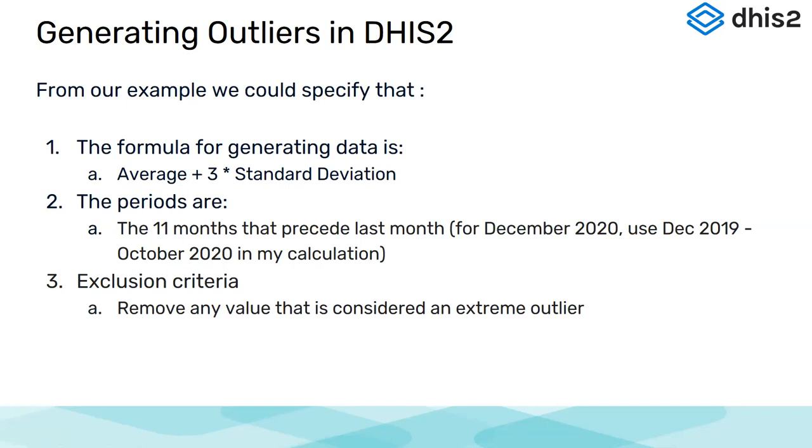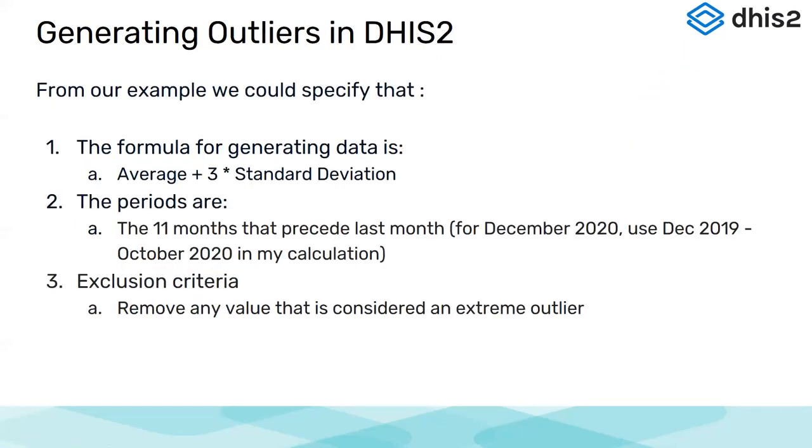So if you want to generate data for, say, December 2020 here, the standard is you run the formula on data for the period of the months before the last month prior to the month you want to generate data for. Another criterion is to remove any value that is considered an extreme outlier. When you are setting an outlier, you have to set some limits, meaning those extreme outliers, you have to leave them out.